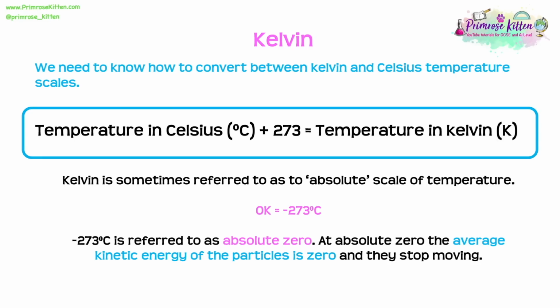We need to know how to convert between the Kelvin and the Celsius temperature scales. If we have the temperature in Celsius, we need to add 273 to get the temperature in Kelvin. Now, Kelvin is sometimes referred to as the absolute scale of temperature. 0 Kelvin is equal to minus 273 degrees C. And this temperature is very special because we refer to this as absolute zero. And at absolute zero, the average kinetic energy of all of the particles is 0, and the particles have stopped moving.